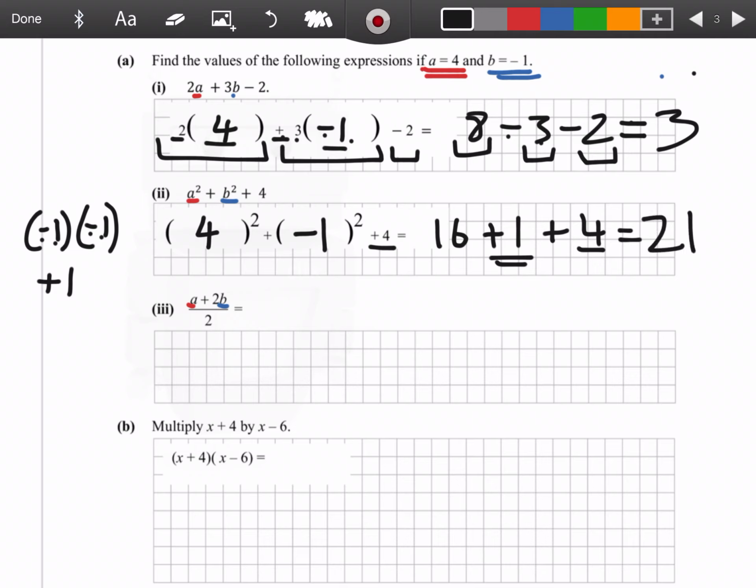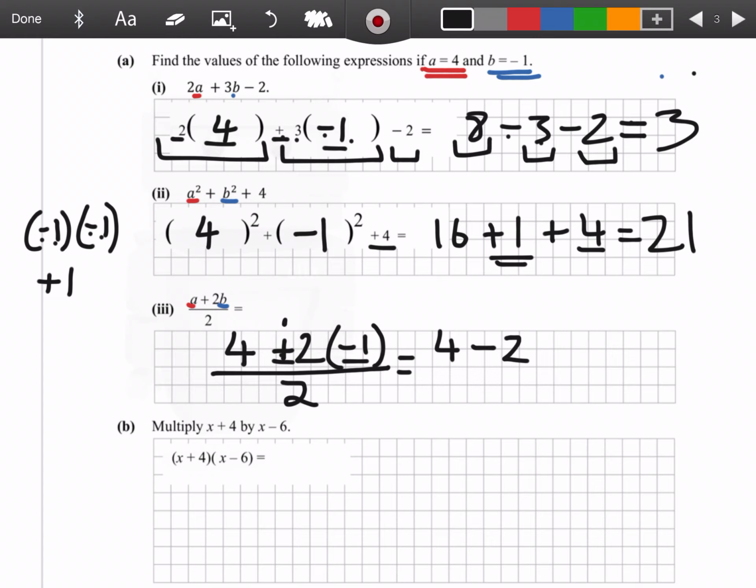And we're done. Finally, in this part, I've got a plus 2b over 2. So again, I fill in what I have. A is 4 plus 2b, because b is minus 1, and that's all over 2. Okay, so I've just filled in my numbers for my letters. So that's going to become 4, and I've got plus 2 multiplied by minus 1 here, and that's going to become minus 2.